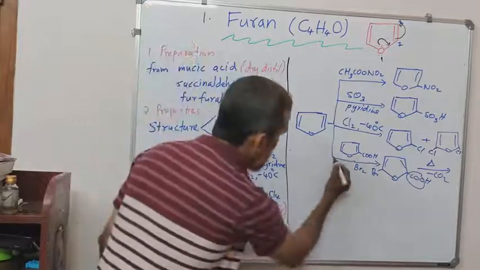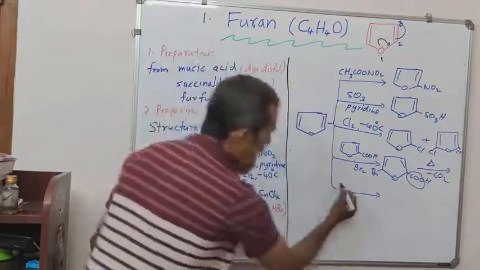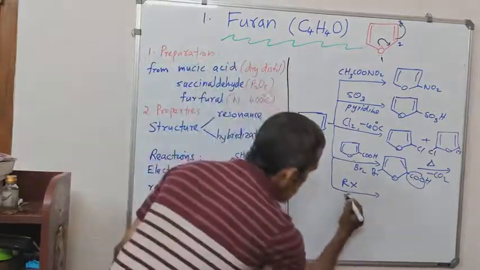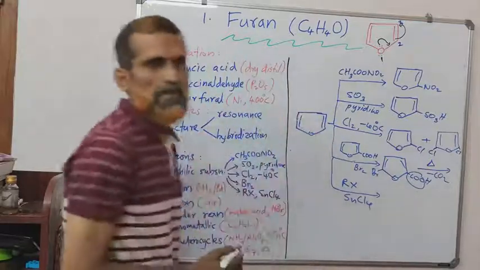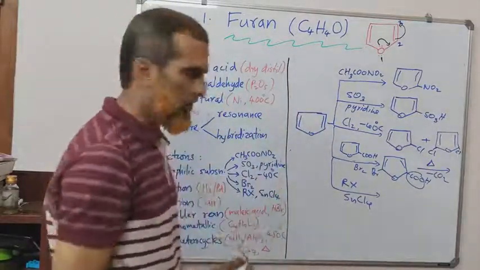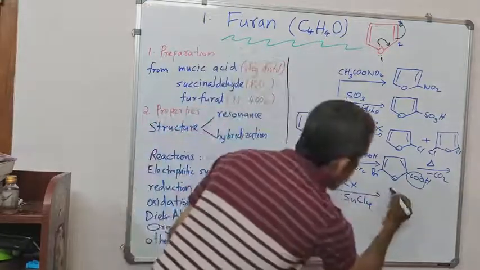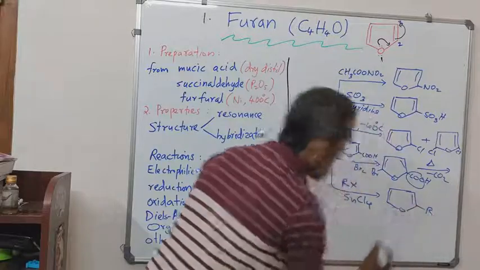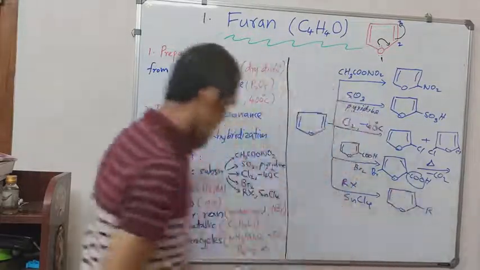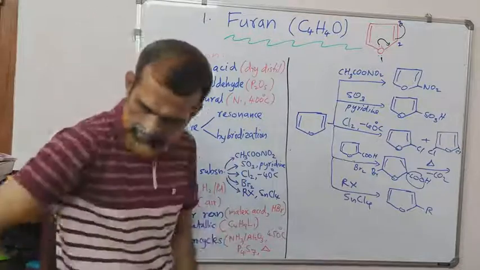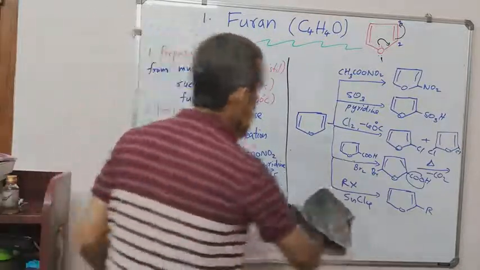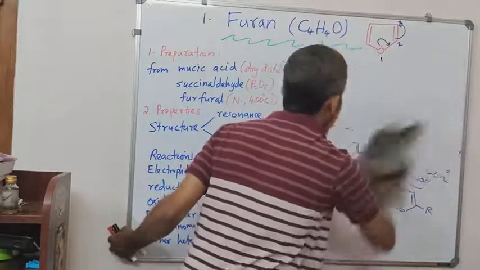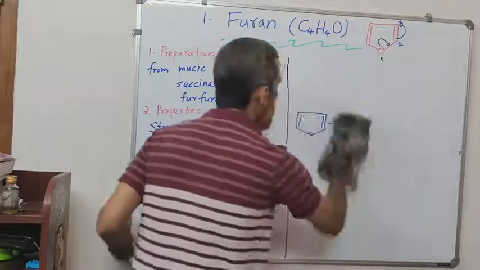Coming to another reaction, this one is alkylation, just like Friedel-Crafts alkylation, but the catalyst is different here, SnCl4, not AlCl3. Anyway, it is Friedel-Crafts kind of alkylation. So alkylation takes place at the position 2. You get R here. This is what? This is 2-alkylfuran. So these are various examples for electrophilic substitution reactions of furan. Now I'll take some other interesting reactions of furan also.